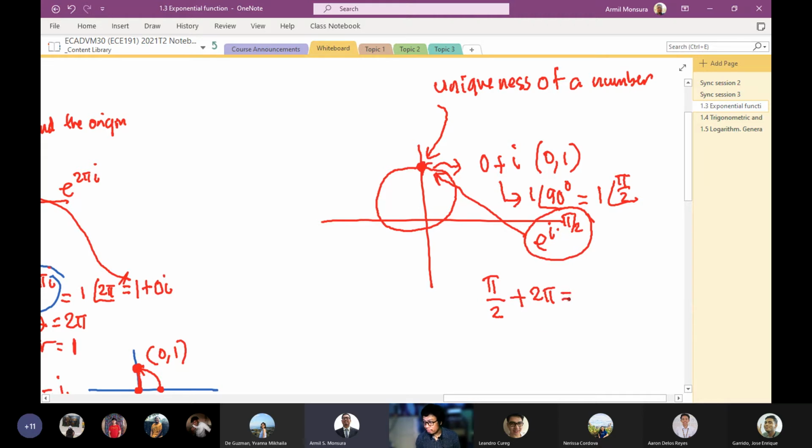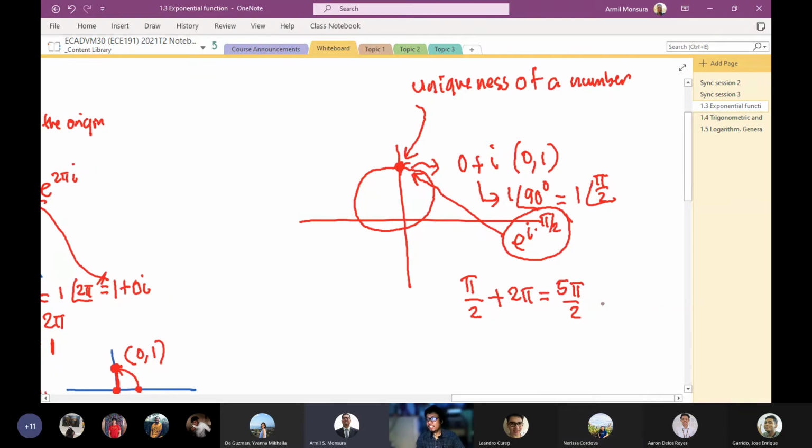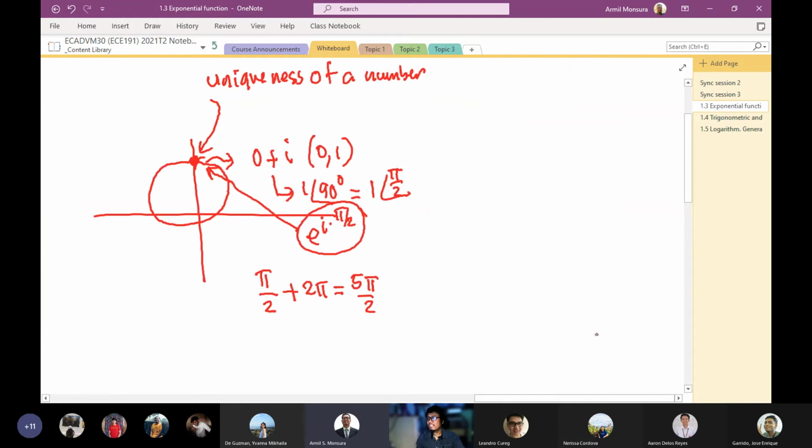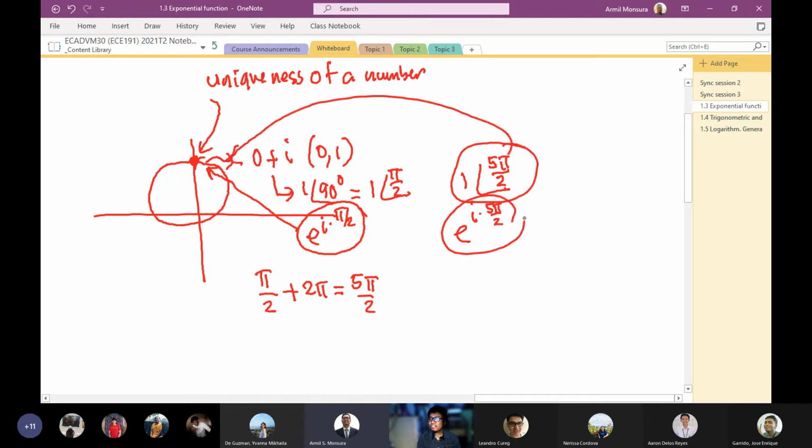Okay, so ano yung result nito? This is 5 pi over 2, tama ba? 5 pi over 2 po. So that means the number that is written as 1 bar angle 5 pi over 2, or e raised to i times 5 pi over 2, itong number na to also points to this location. It also points to that location.